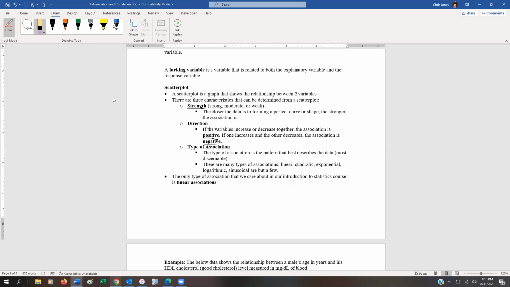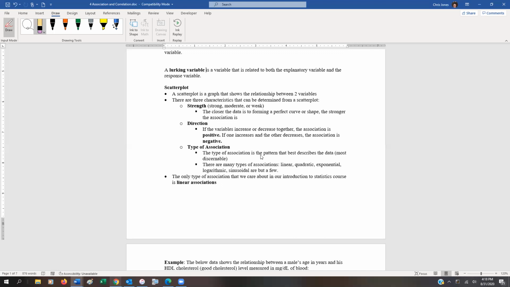In our class, the only ones that we're really interested in are linear associations, the ones that have straight lines. Whenever you draw a scatter plot, one of the first things that you want to do is determine if it's linear. If it is linear, then you probably want to keep going and doing the investigation, at least in our class. If it's nonlinear, then at least in our class, we're not going to be studying it too much.